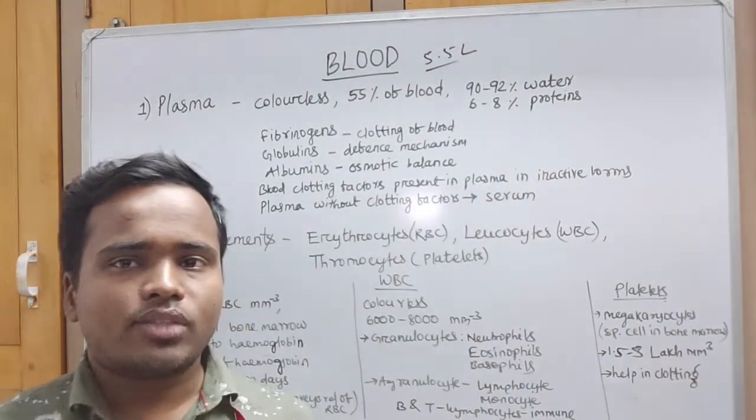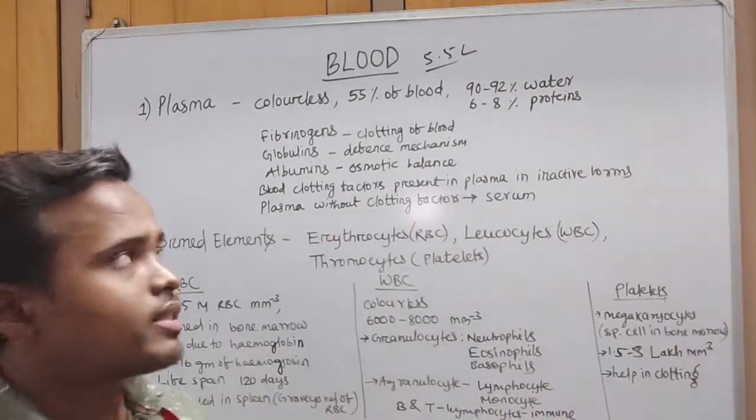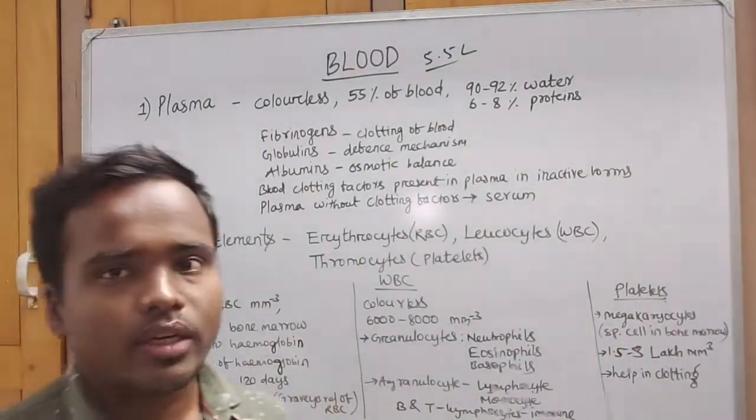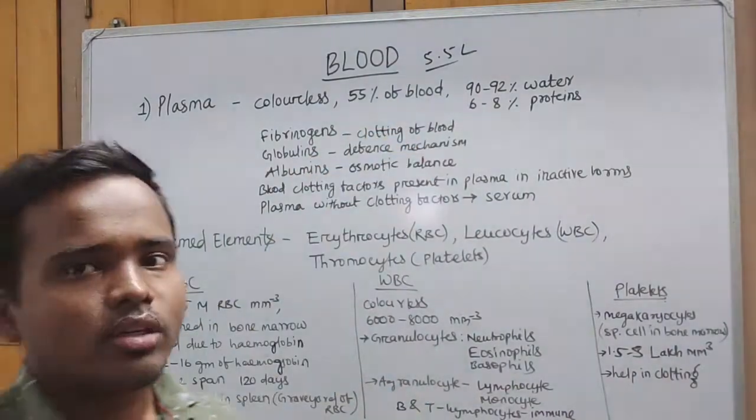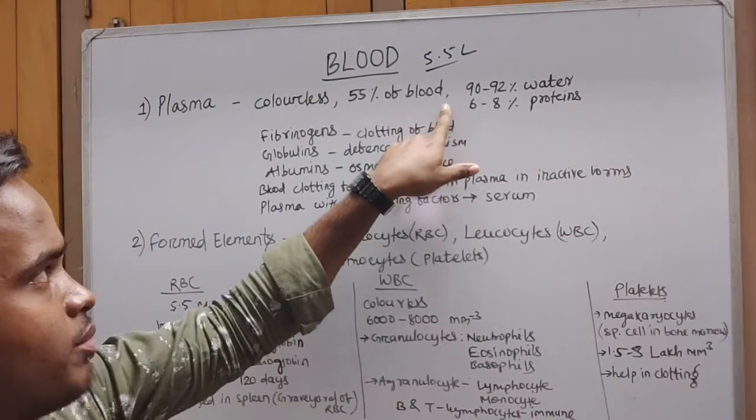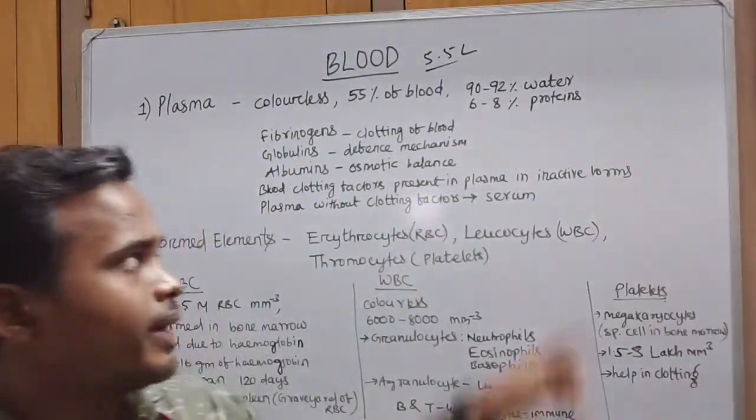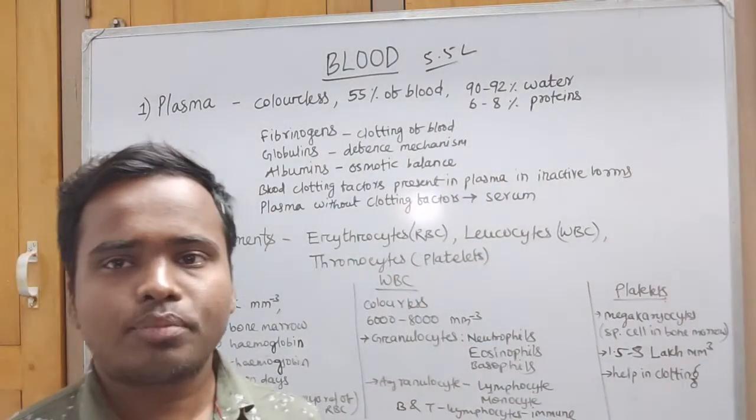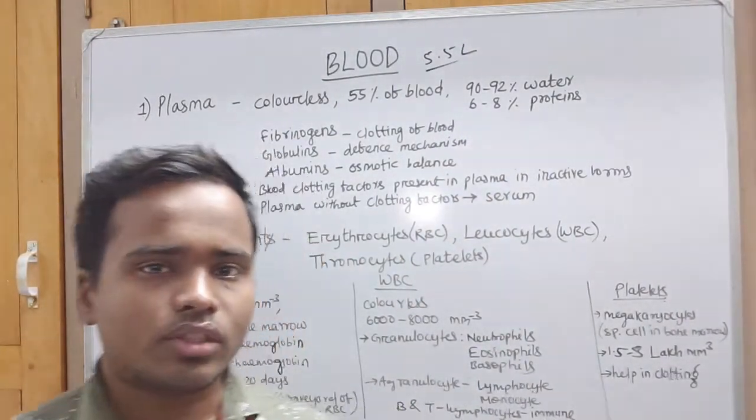ओके, प्लाज्मा एंड फॉर्म्ड एलिमेंट्स। फर्स्ट पार्ट इज प्लाज्मा. Plasma is a colorless liquid and straw color, and 55% of blood constitute the plasma. Out of the plasma, 92% is water and 6 to 8% is proteins. And proteins are necessary for various functions.